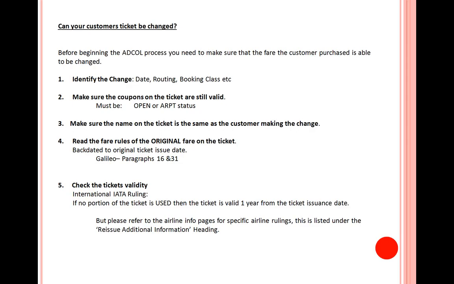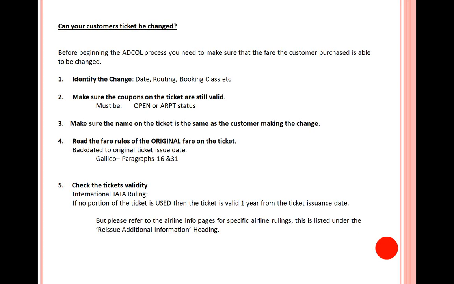So first of all, we identify the change. Are they making a date change, a routing change, or are they changing a booking class? We make sure the coupons on the ticket are still valid. So these must be in open or airport status. We make sure the name on the ticket is the same as the customer that is making the change. And then we read the fare rules of the original fare on the ticket.